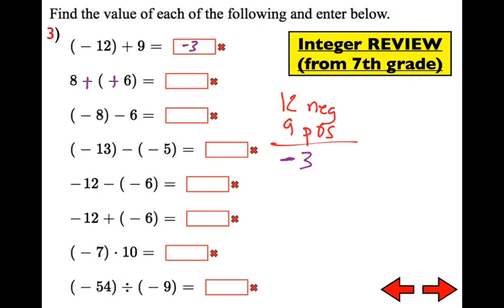So that's adding the opposite. At this point, if we look at what we have left, we have 8 positives and 6 positives. So technically we have 14 positives and 0 negatives. Clearly we have more positives than we do negatives. In fact, we have 14 more positives than negatives.